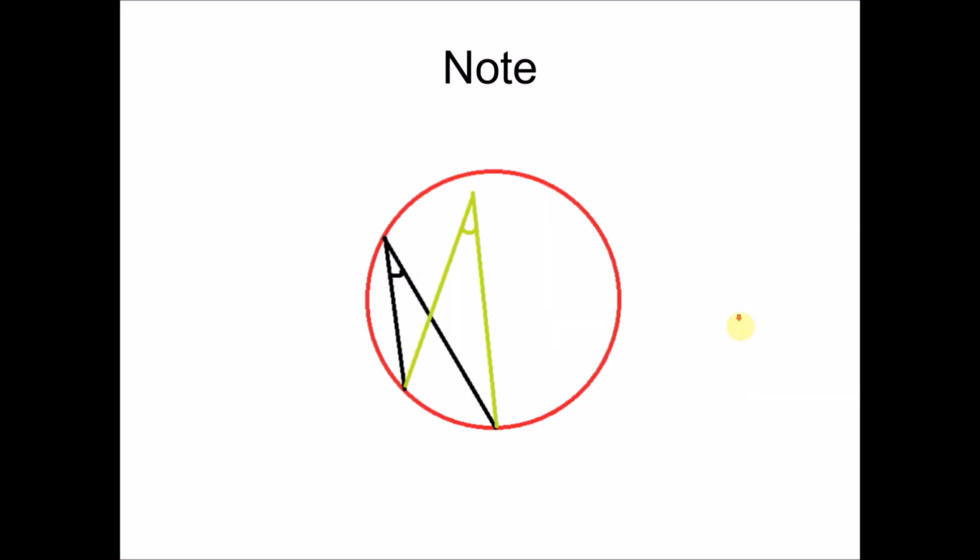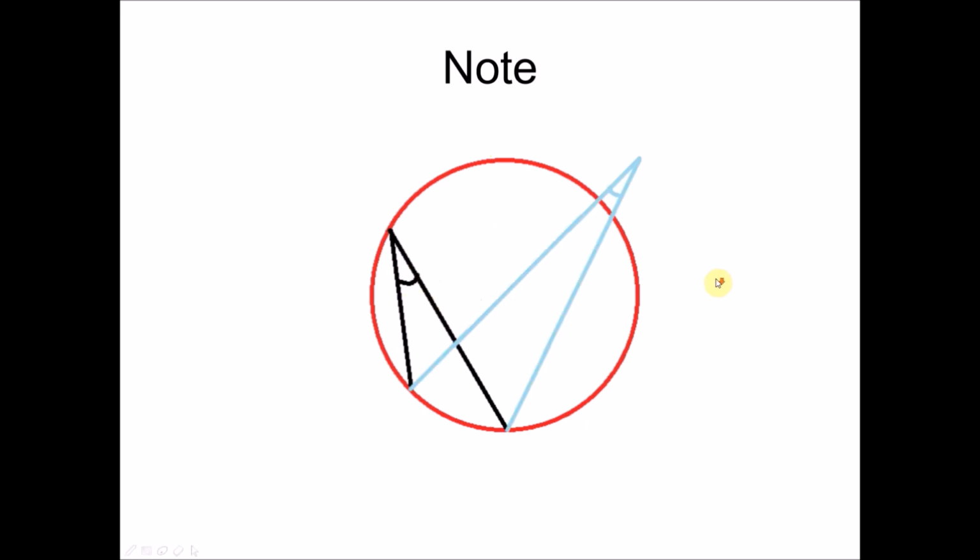Before that, you need to note that this angle here is not an angle at the circumference because this point does not touch the circumference. Thus, this angle does not equal this angle. They are not equal. And one more thing: if the point is outside the circle, not on the circumference, this angle does not equal this angle. So it must lie on any point on the circumference.